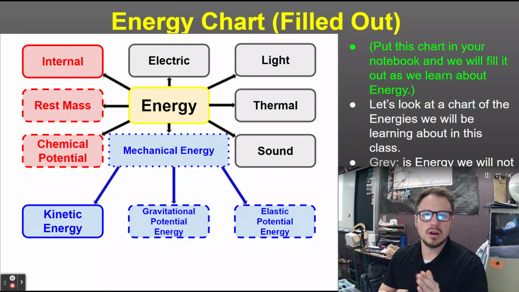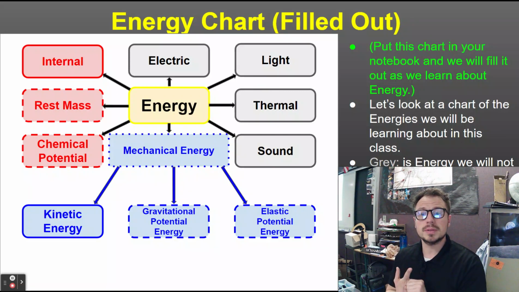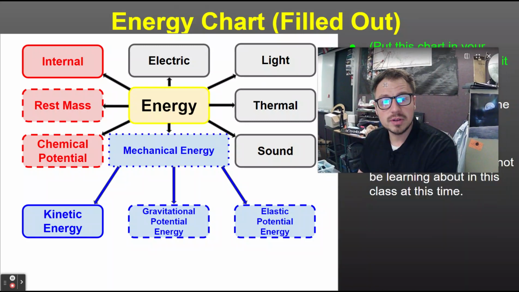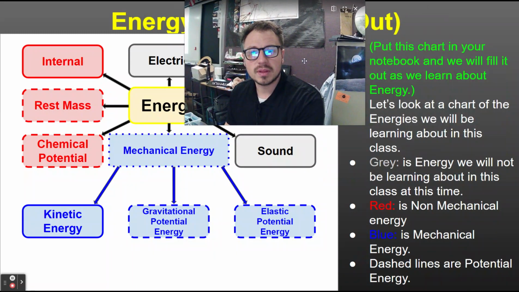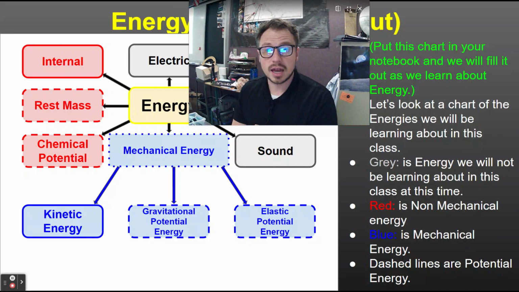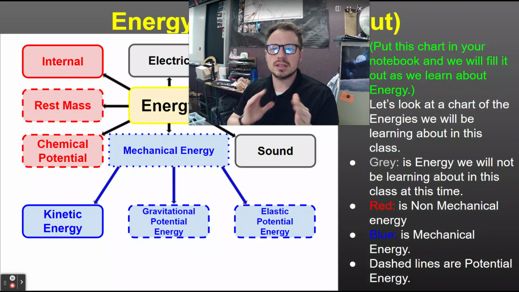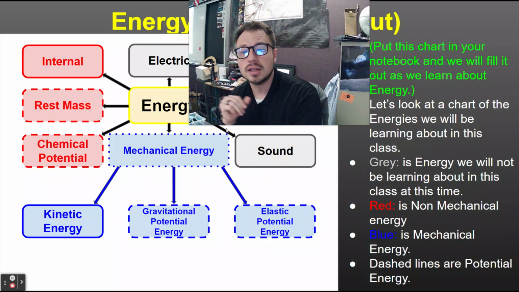So now that we know all of these forms of energy, I had this energy chart filled out. You can see here electric, light, thermal, sound. Those are forms of energy, and we're going to get to those later. We learned about internal, rest mass, and chemical potential. Those are forms of energy, but they are not mechanical energy. The reason I like this chart is that it really organizes what is mechanical energy and what is not, because mechanical energy is a special kind of energy, and it's the one you look at the most when transforming between forms. You can see here the forms of mechanical energy are kinetic energy, gravitational potential energy, and elastic potential energy.